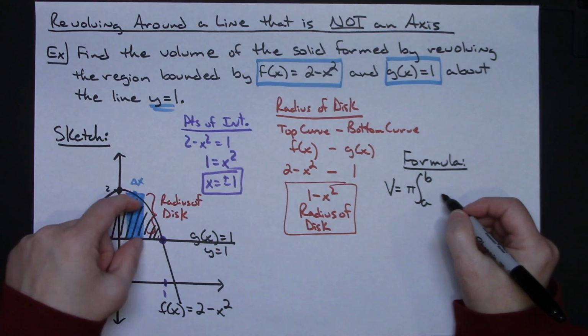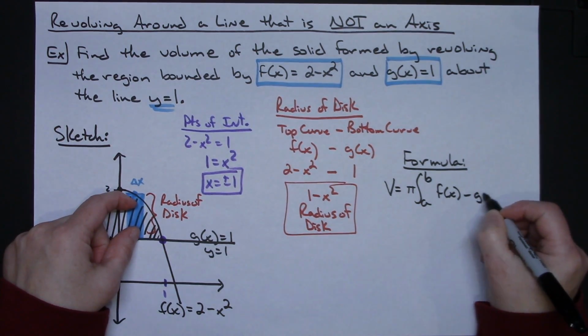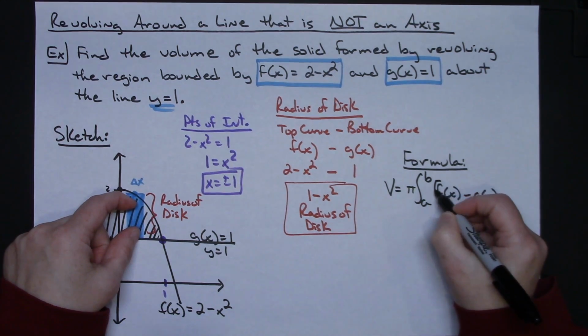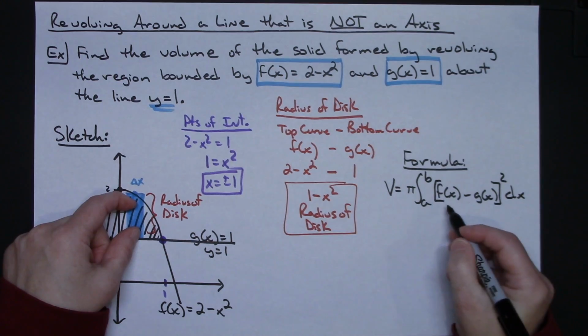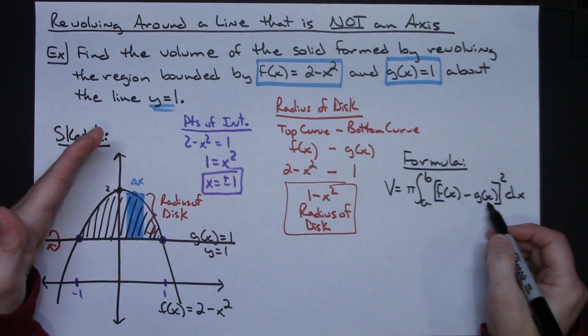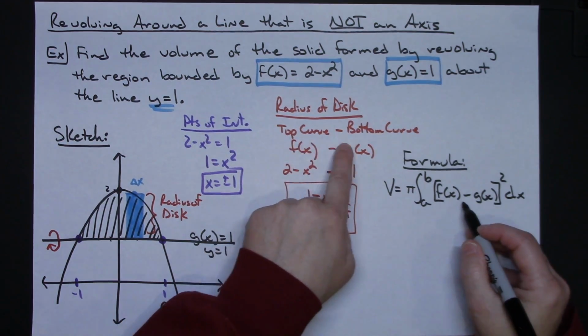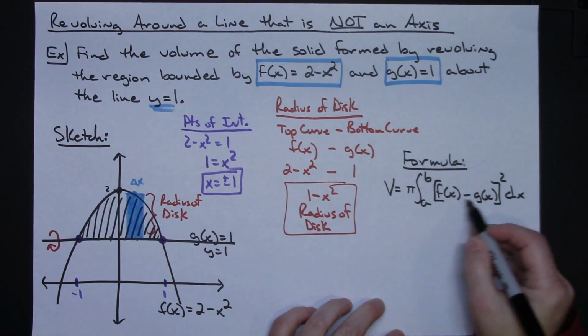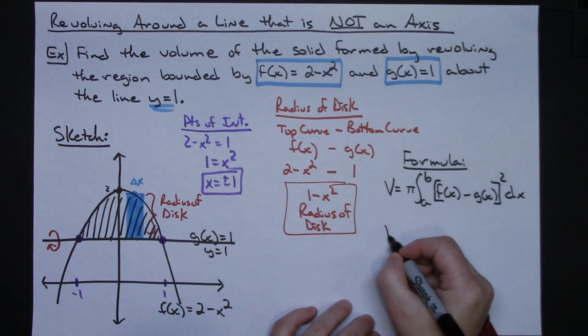Well, we found the radius of that disk, and we found it by doing f of x minus g of x. Now you don't necessarily want to memorize the quantity squared dx. You don't want to memorize f of x and g of x, because if they change the function names, it might be better for you to put in there top curve minus bottom curve. You subtract the two curves, that'll give you the distance of that radius, and then you square it.